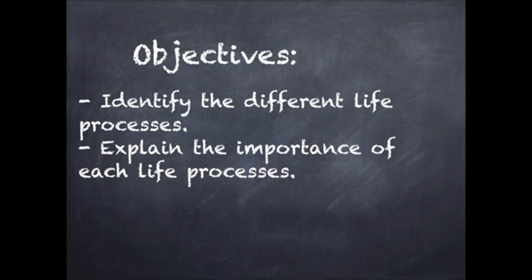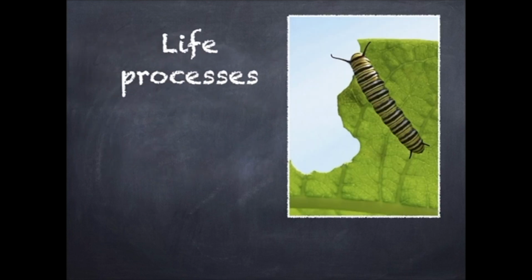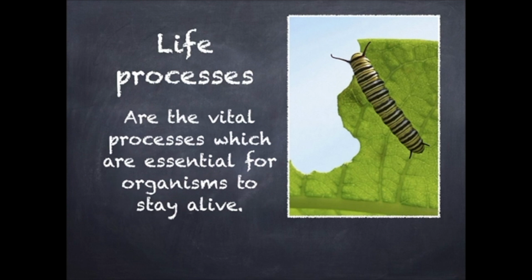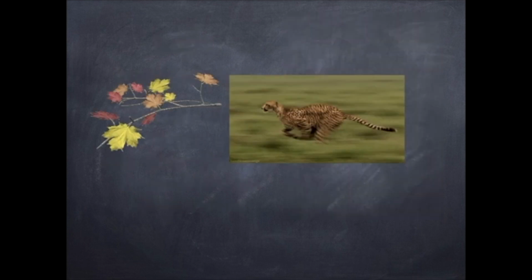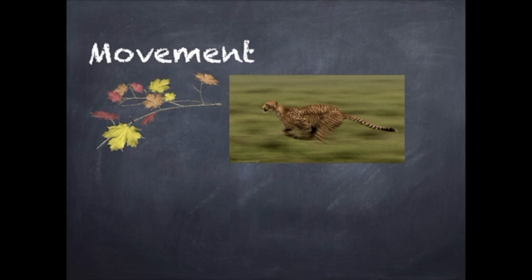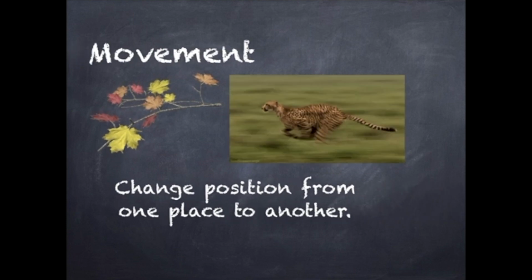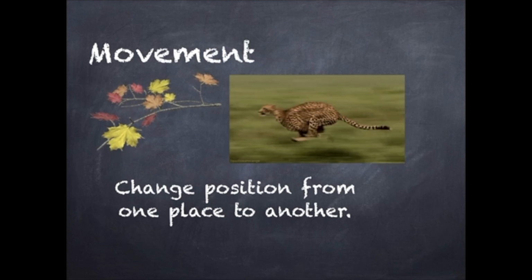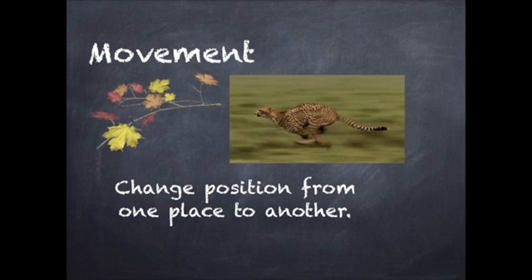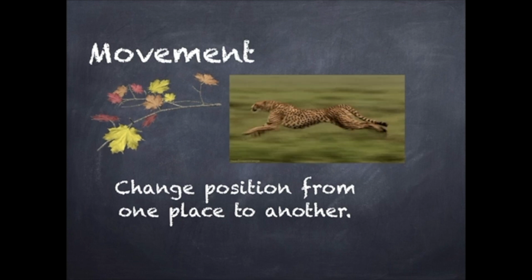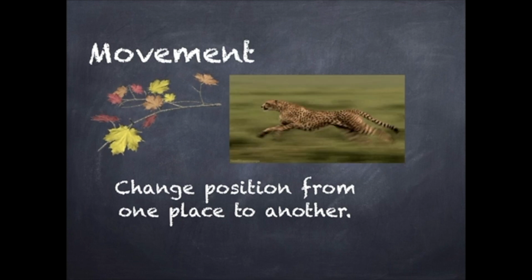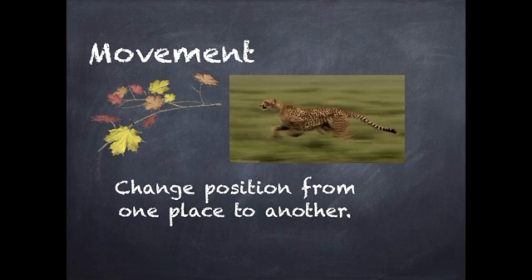But what is a life process? Life processes are the vital processes which are essential or necessary for organisms to stay alive. There are seven life processes. First, movement. Movement is a change of position from one place to another. Humans and animals can change position or can easily move from one place to another, but did you know that plants can move too?